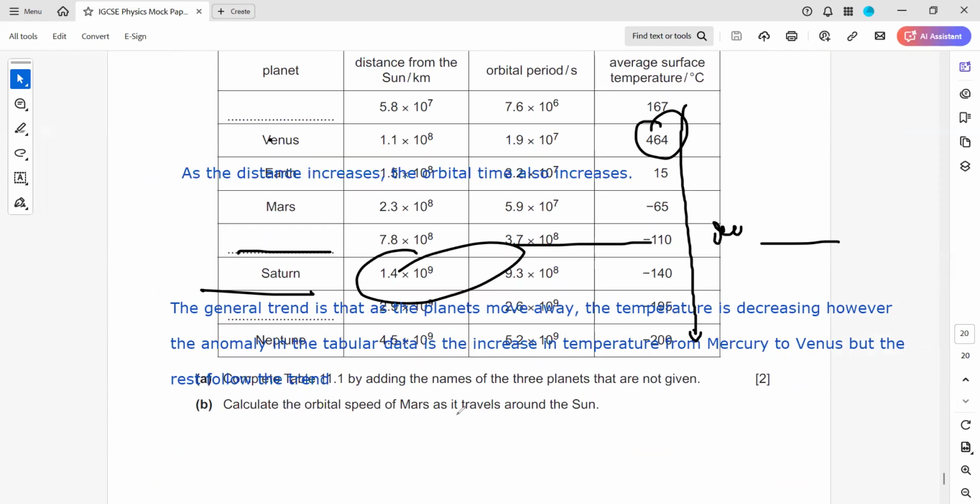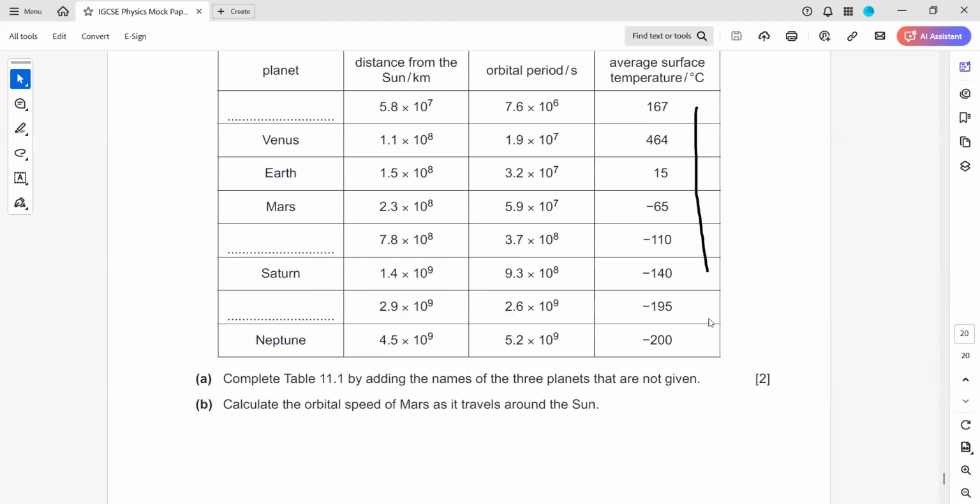Anomalous result or anomalies is the same thing. It means a result which is not in order. If I compare the trend here, you can see that the surface temperature appears to be decreasing except this one. So this appears to be an anomalous result, the result which is not in the range.